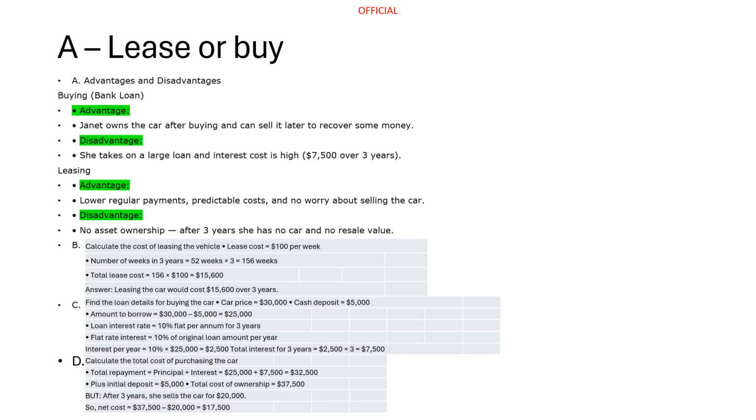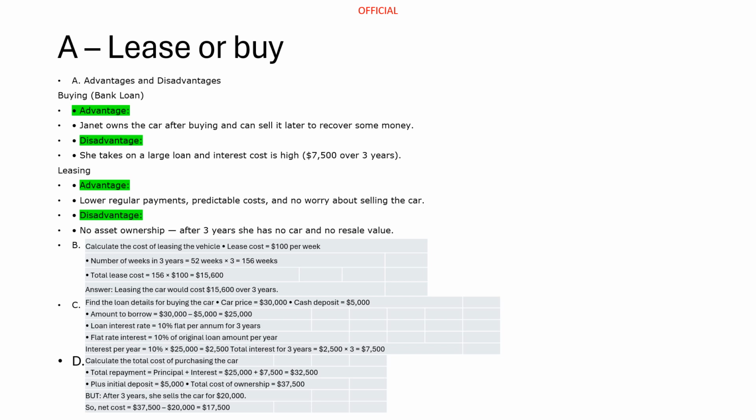So question B is to calculate the cost of leasing the vehicle. The lease cost is $100 per week. The number of weeks in 3 years is 52 weeks times 3, which is 156 weeks. So the total lease cost is 156 times $100, $15,600. So leasing the car would cost her $15,600 over 3 years.